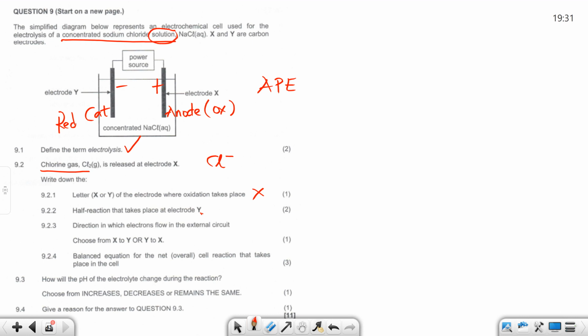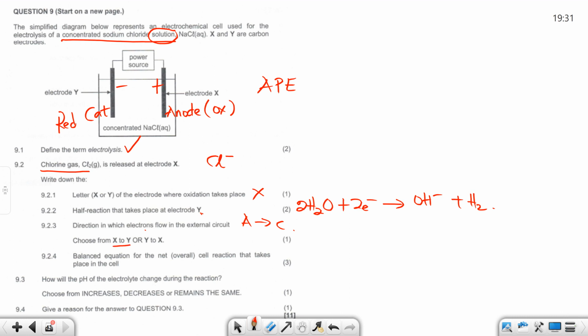Guys, they told us it's a solution, so there's water. At Y, water is reduced. 2H2O plus 2e to give us OH minus plus hydrogen gas. It's there. Okay? In which direction will electrons flow? Electrons will always move from the anode to the cathode. Which one is the anode?